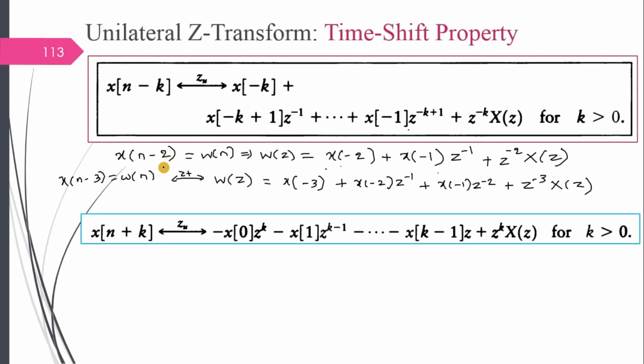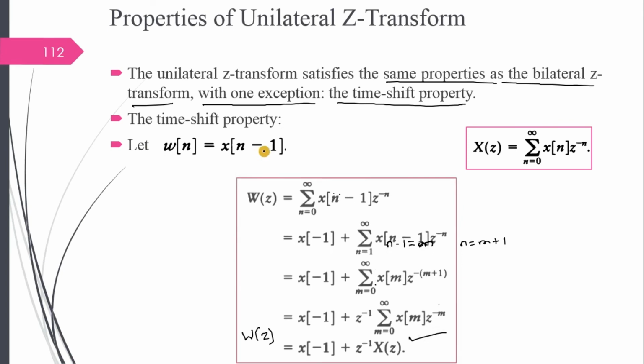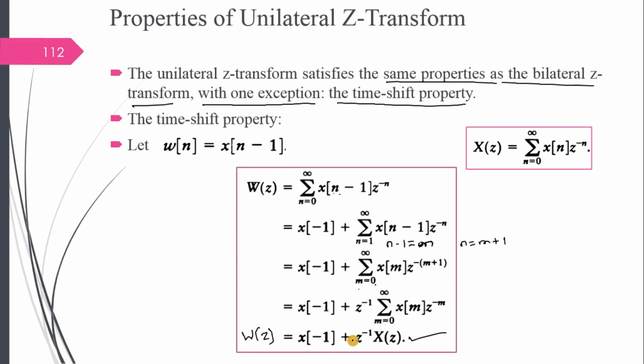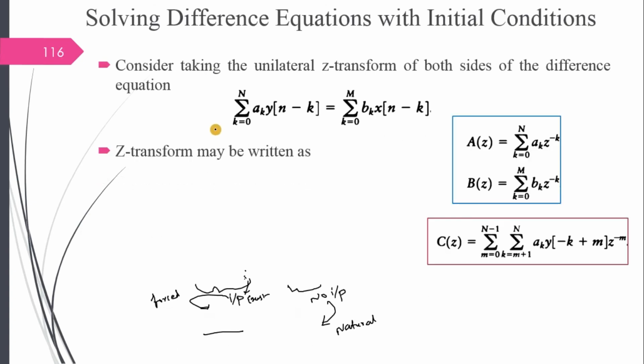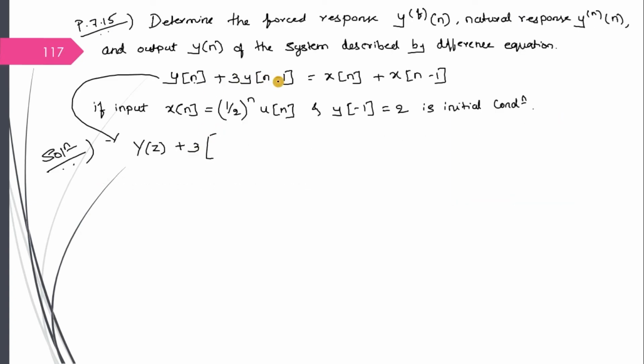N minus 2, n minus 1, how is it written? x of n minus 1 is x of minus 1 plus z inverse X of z. Same thing, I'll show it. So y of n minus 1 can be written as y of minus 1 plus z inverse Y of z. This is the difference in the unilateral Z transform. Rest everything is same.